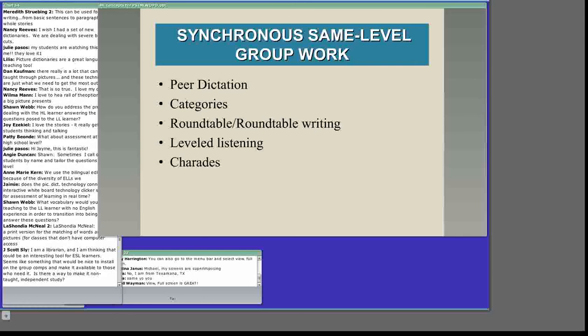And then, of course, there's charades with all kinds of opportunities for working with picture cards, or asking and answering questions based on what the students are doing or what people are doing within the picture.